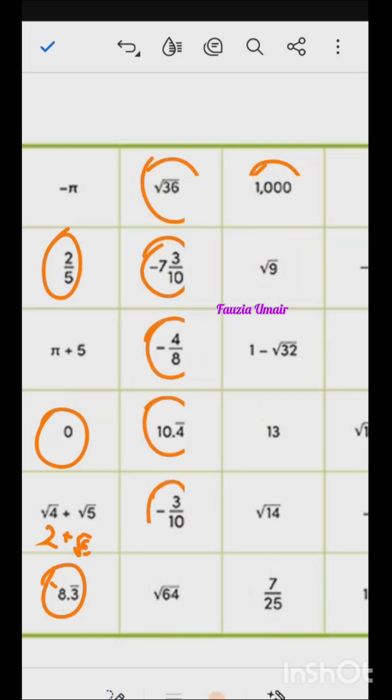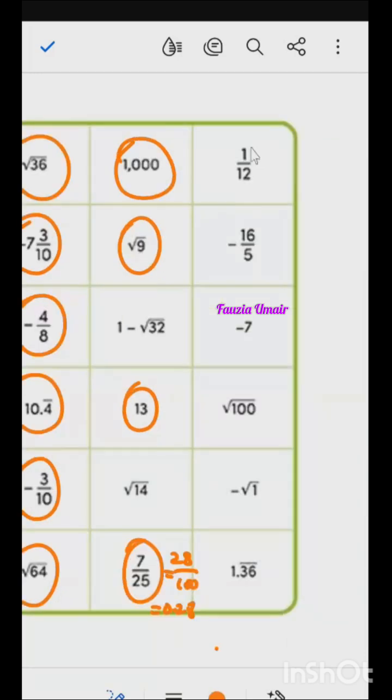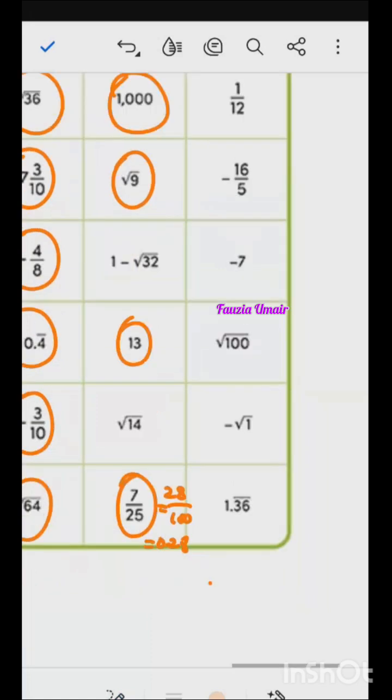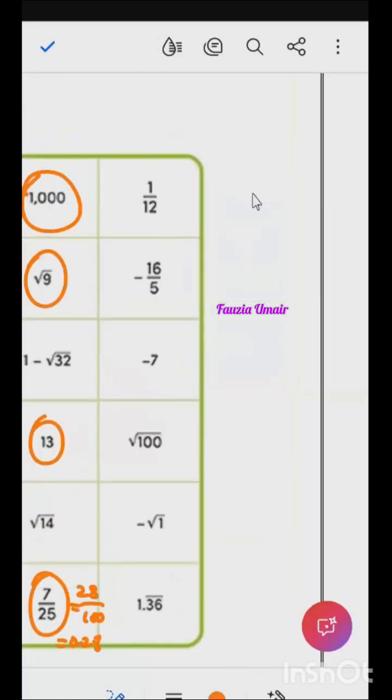So last column of this, 1 by 12. So we need to see. We will check what 1 by 12 is. 12 is the divisor. So 0.0 because you are putting two zeros here. So now 12 into what number is 96? 8. 12 eights are 96.